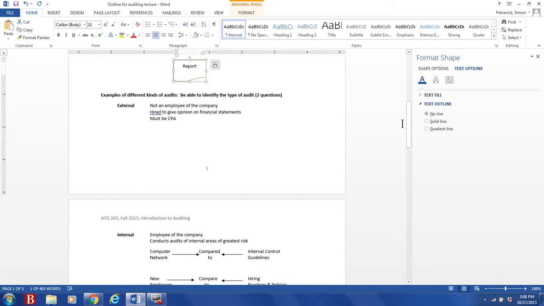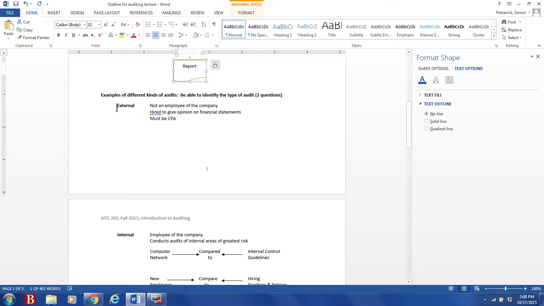The next idea I'd like to point out starts on the bottom of page 1 and continues on to page 2. There's many different kinds of audits, and what I'm asking you to do is to be able to identify what each of these types of audits are.